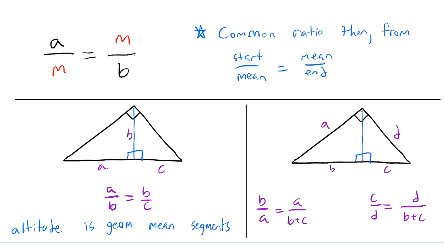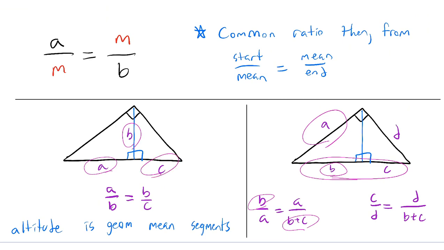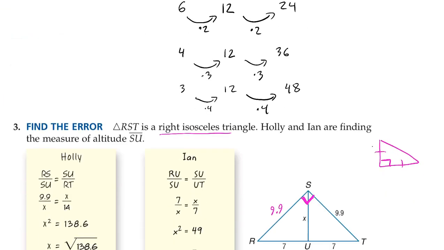And our 2 theorems are the altitude is the geometric mean of these 2 portions, or the leg is the geometric mean of piece to whole. Okay, so A is the geometric mean of B and B plus C. All right, that's the idea. Geometric mean of the pieces, or leg is the geometric mean of piece to whole. Those are our theorems. So let's go back down here.